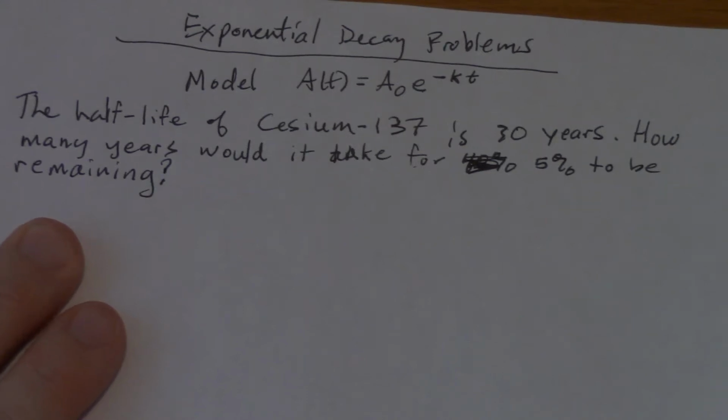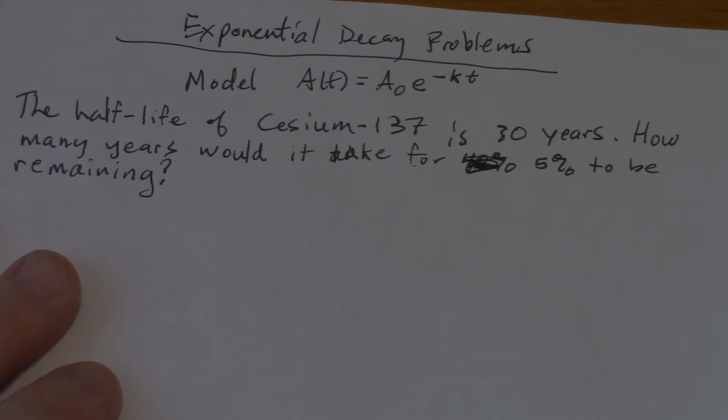Okay, so in this video we're going to do an exponential decay problem. Our model for this is going to be A(t) = A0 e^(-kt). I use A because very frequently you can do an exponential decay problem with half-life, which is the example that we have here. That's not saying that's all of them.